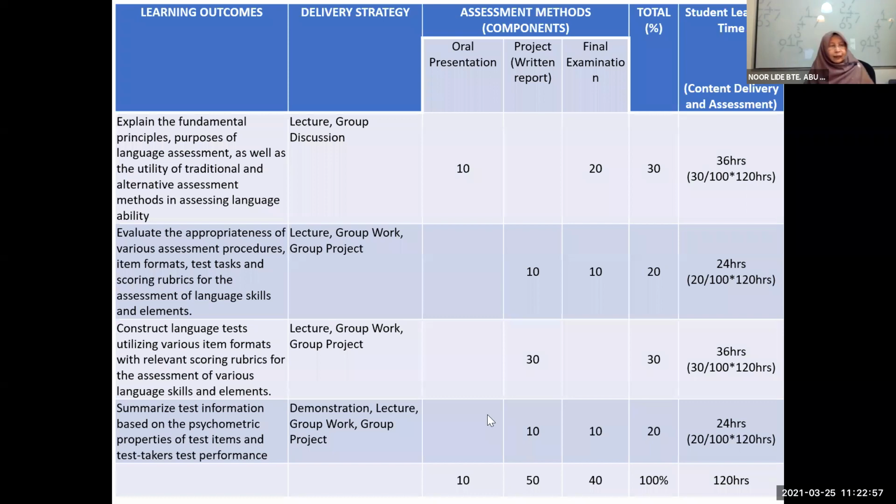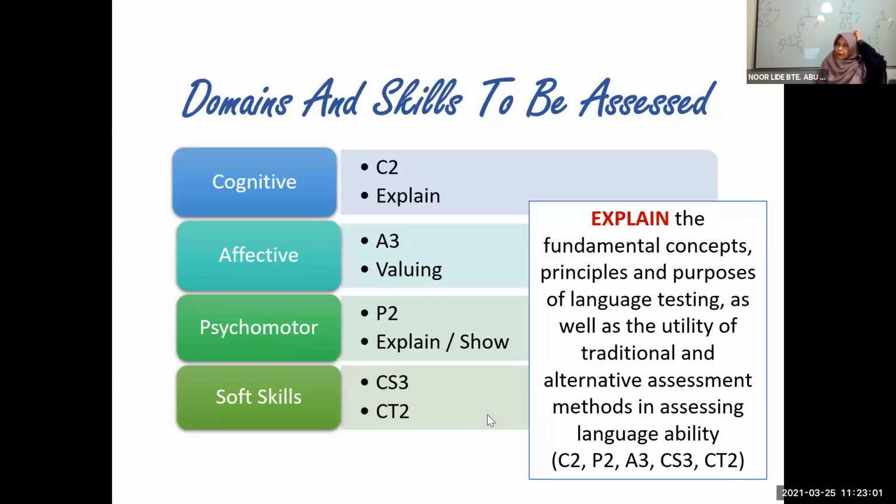But in terms of the skills, I could explain at cognitive level C2, psychomotor P2, affective A3, then communication skill 3, and critical thinking 2. So these are the domains and skills that I want to assess for this particular learning outcome. Whenever I write my learning outcome, I identify the cognitive skill, the affective, and the soft skills that I want to assess, and I put them all there so that I remember them, and then I design an appropriate assessment method for it.